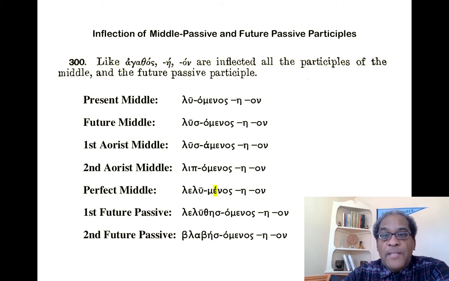But between your verb stem and these endings, there occurs the suffix of the middle participle, which is -μενος. So if we look at these forms, the present middle is λυόμενος, -η, -ον, and you see the thematic vowel omicron before the -μεν- suffix. And then in the future middle, λυσόμενος, you see the sigma before the omicron of the thematic vowel. And then in the first aorist middle, λυσάμενος, you see the sigma of the first aorist, but the alpha before the -μεν- suffix of the middle participle.